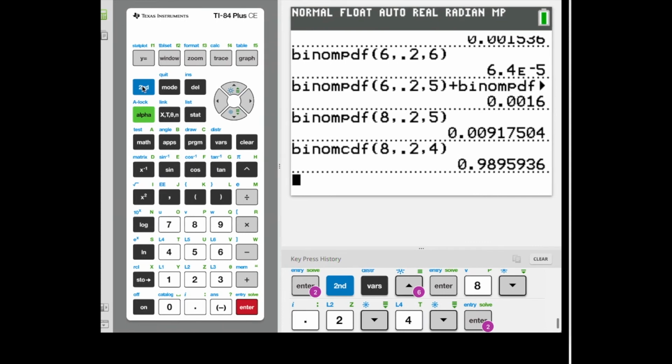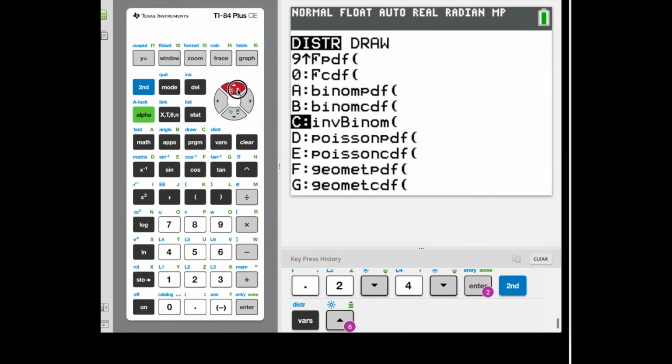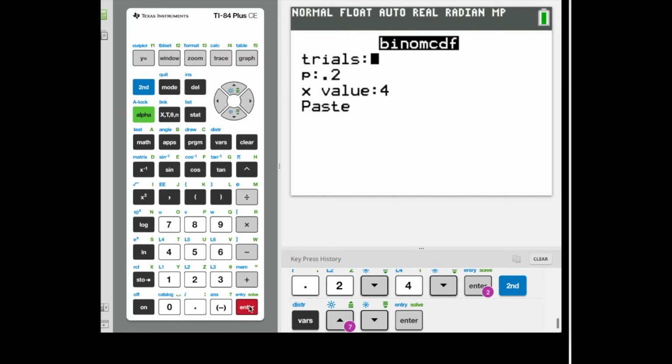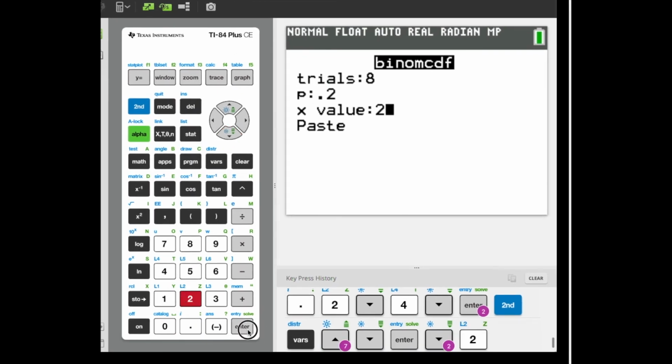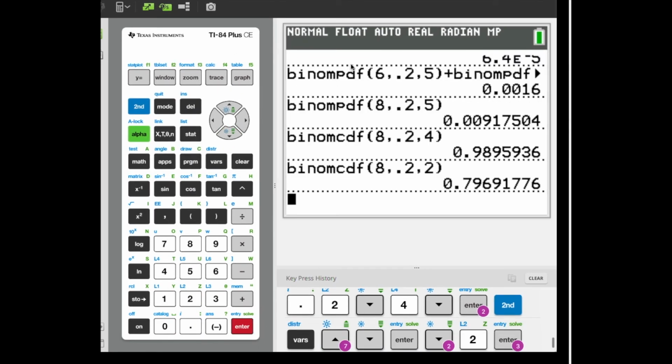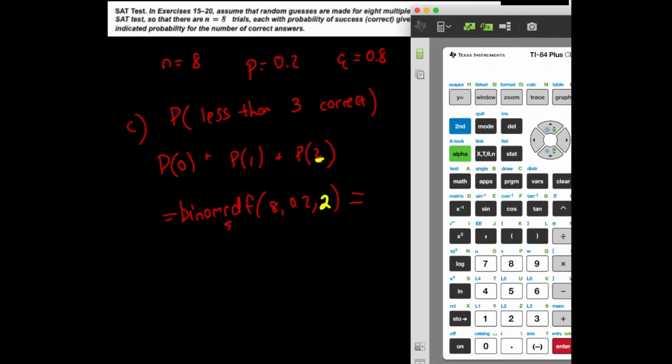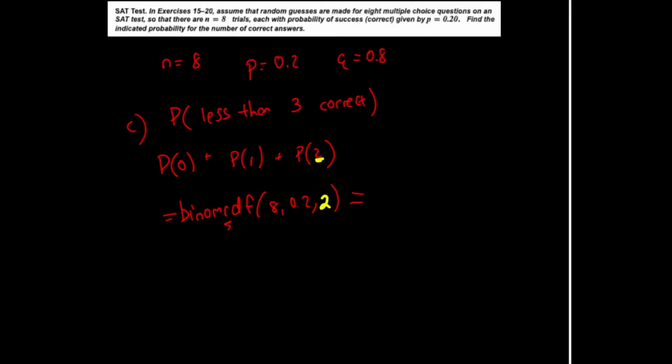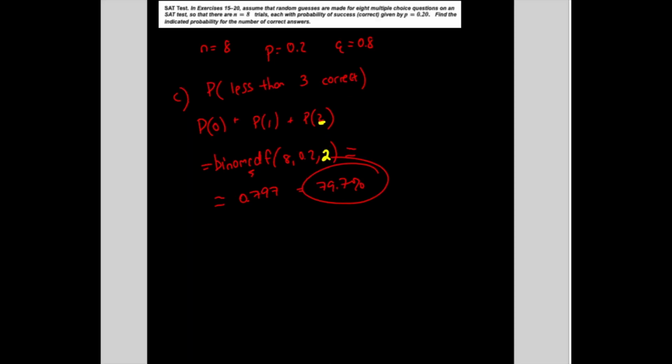So let me do that. Second vars, binom CDF, and the only thing I'm changing down here was 2. I'm assuming the probability would go up. Let's see. Sorry, down. Approximately 0.797, 79.7% chance that I go to this test, I guess on all 8, and I get less than 3 correct. That would make sense. That's a high probability.